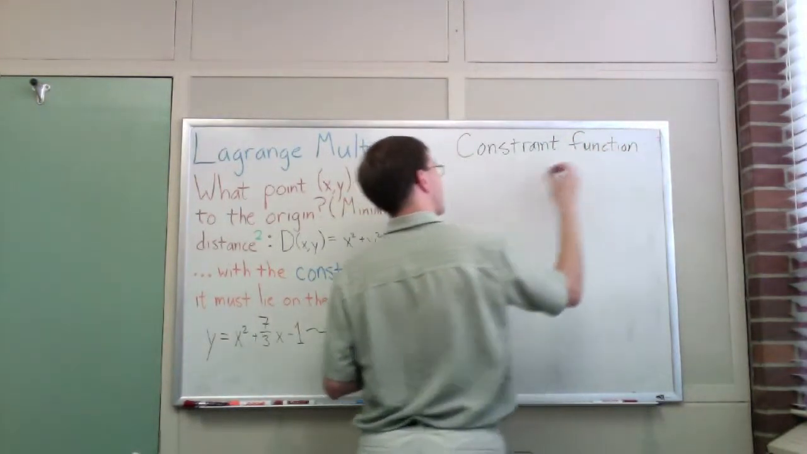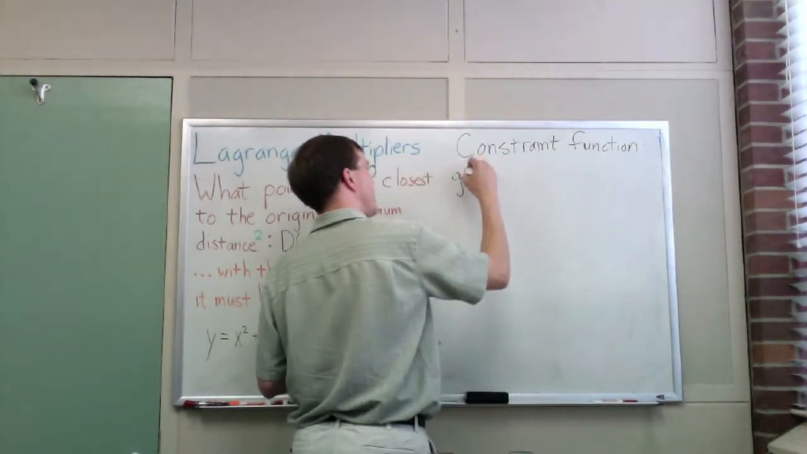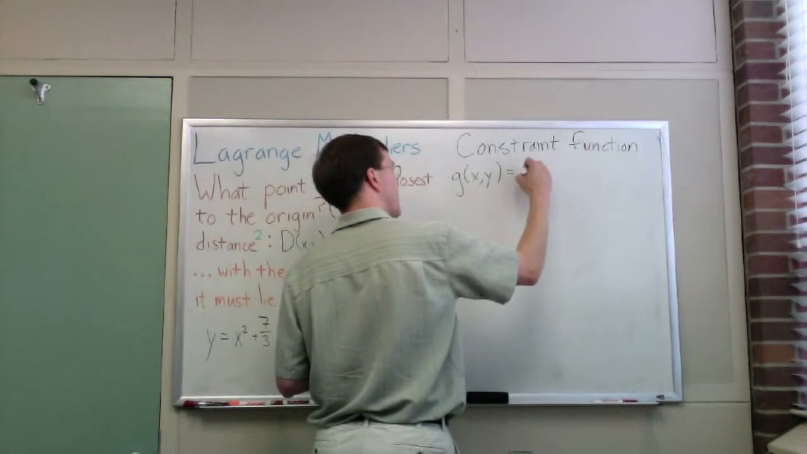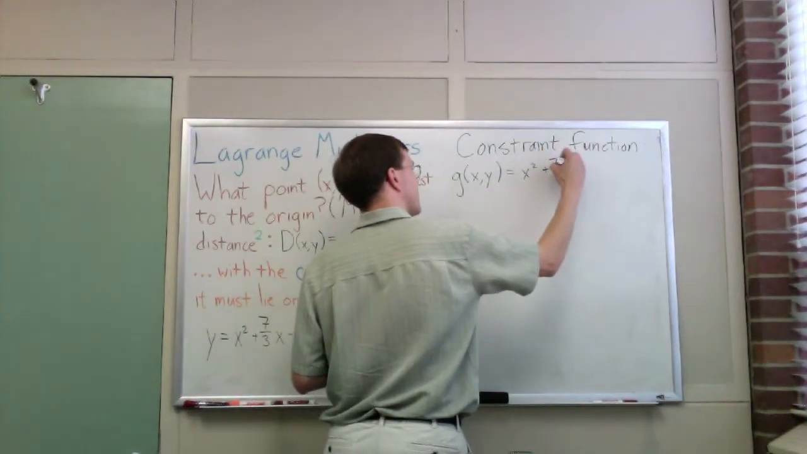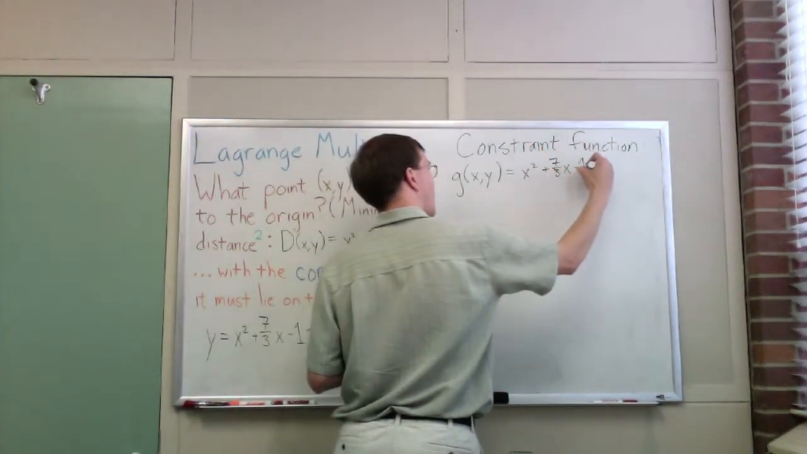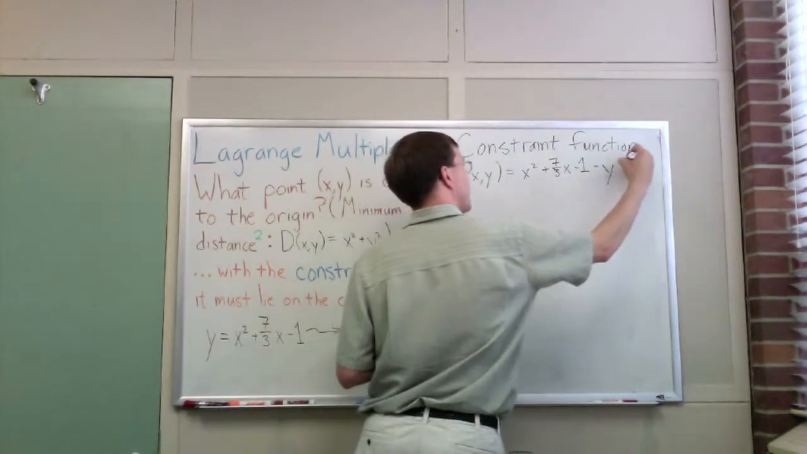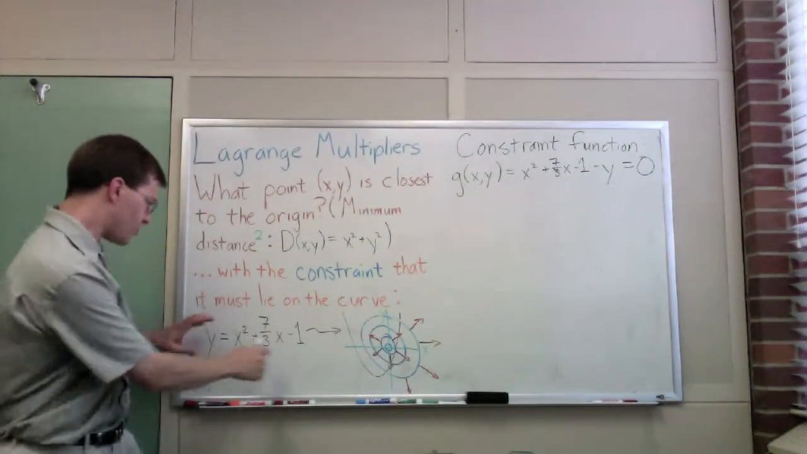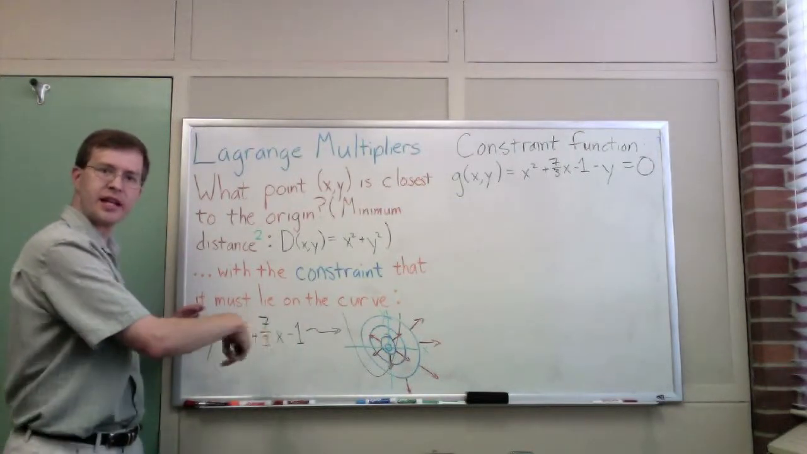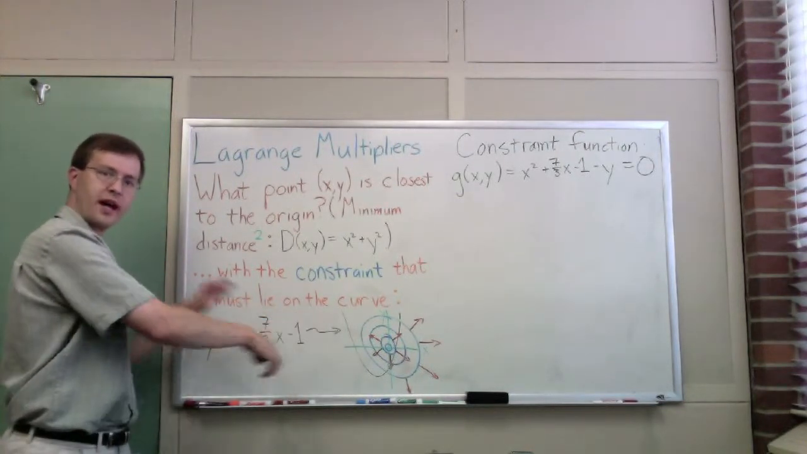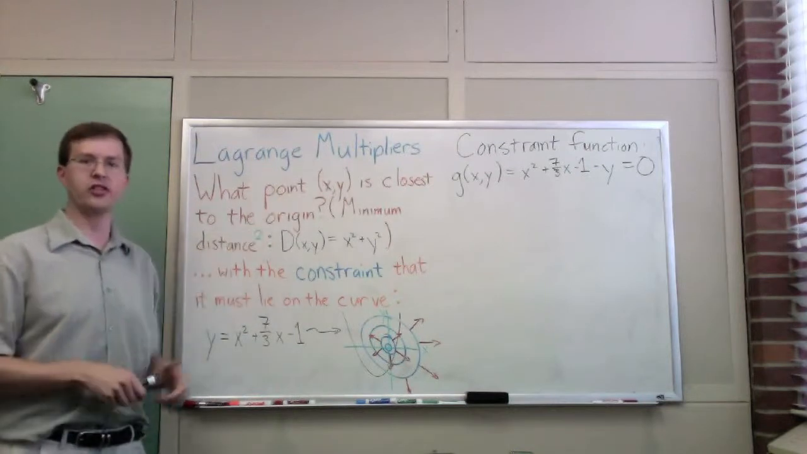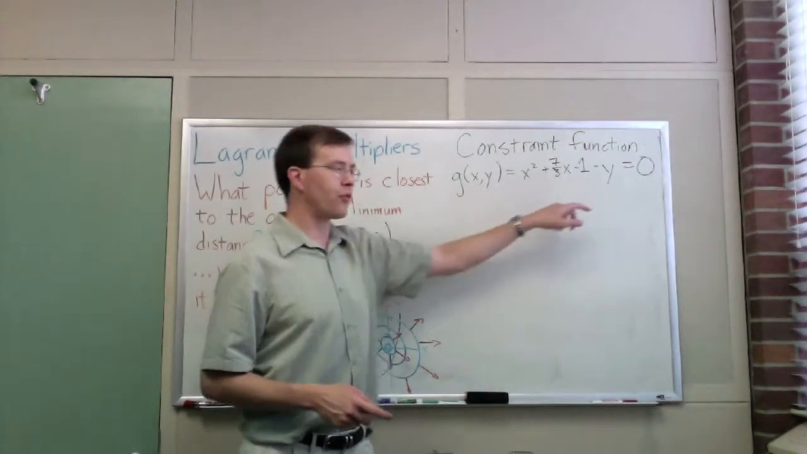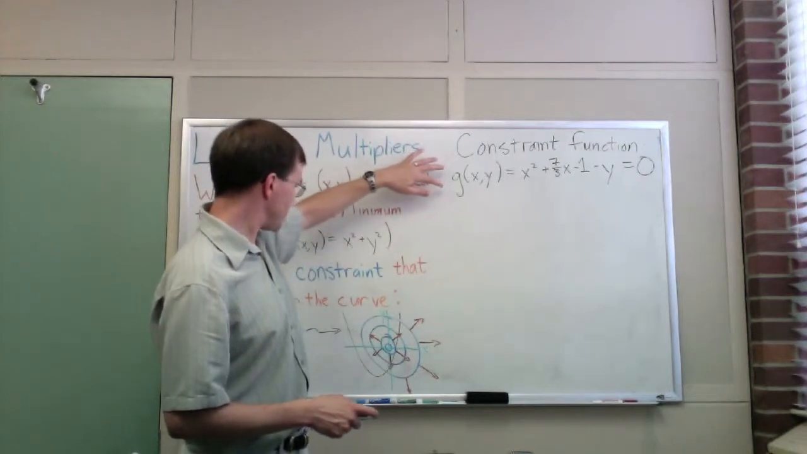I'm going to write this as a constraint function. I'm going to call it g as a function of x and y, and it's going to just be x squared plus 7/3 x minus 1 minus y equals 0. That's my constraint function. I've just rearranged this thing and set it equal to 0. I've put all the stuff on one side, set it equal to 0, and called that a function, g of x and y.